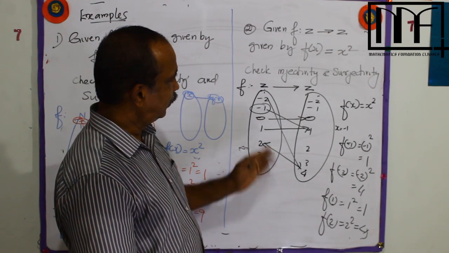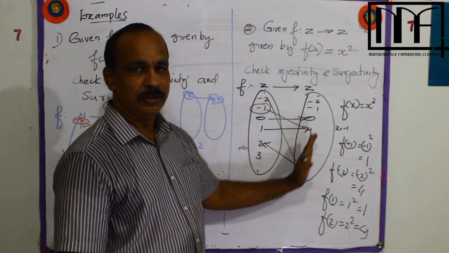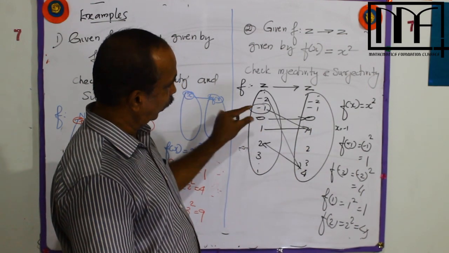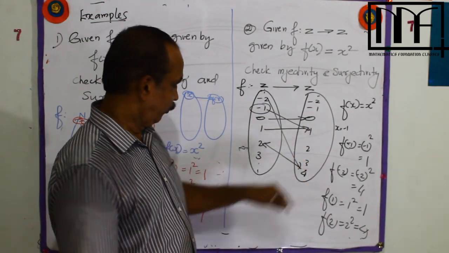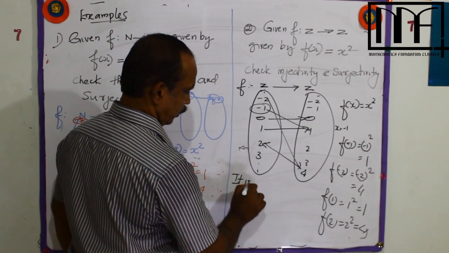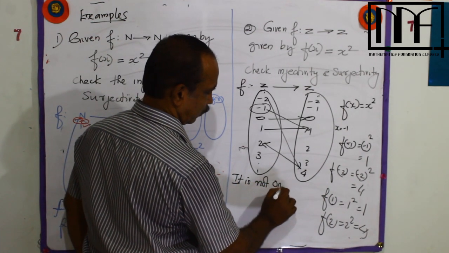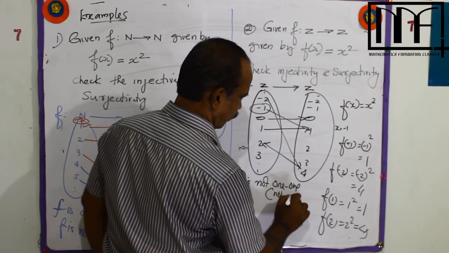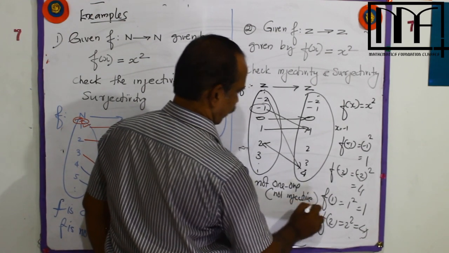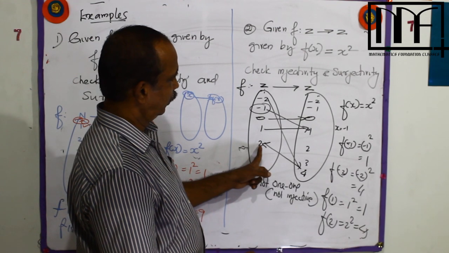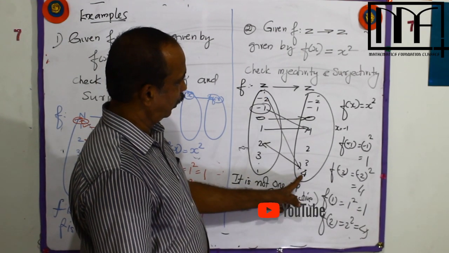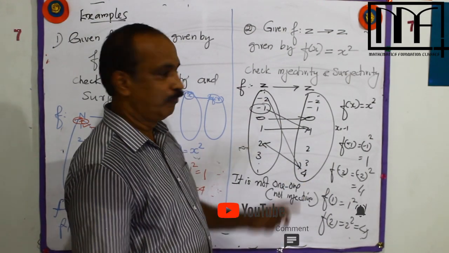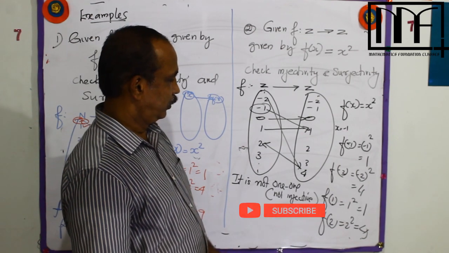But we can see that distinct elements do not have distinct images. Minus 1 has the image 1, which is the image of 1 also. The two elements have the same image here. Therefore, it is not 1-1, because it is many-one. So it is not injective. In the same way, 4 is the image of negative 2 and positive 2. Negative 2 square is positive 4, positive 2 square is also positive 4. Therefore, it is not injective.